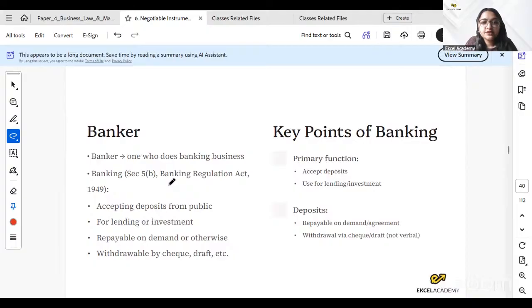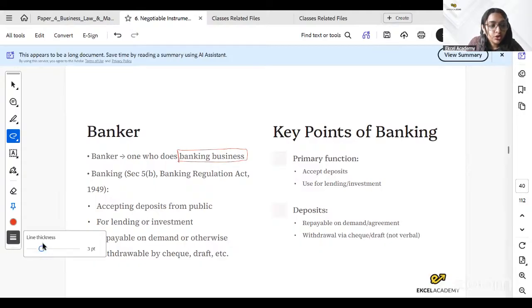All right, let's proceed with the next one, which is your banker. We've been time and again explaining the concept that your check has to be drawn upon a banker. So who exactly is your banker? A banker is someone who does your banking business.